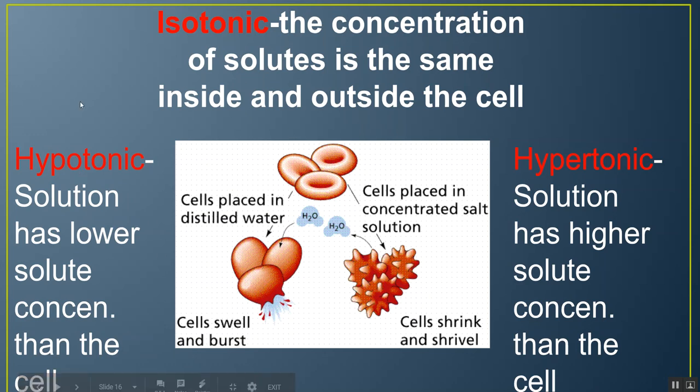Okay, so this would be hypotonic. The solution has a lower solute concentration than the cell. On this side right here, it's hypertonic, so cells placed in concentrated salt solution shrink. So the solution has a higher solute concentration. There's more salt outside the cell, and that causes water to rush out of the cell. That causes your dehydration and is why you get thirsty when you eat salt.